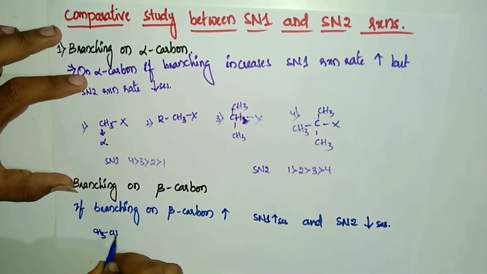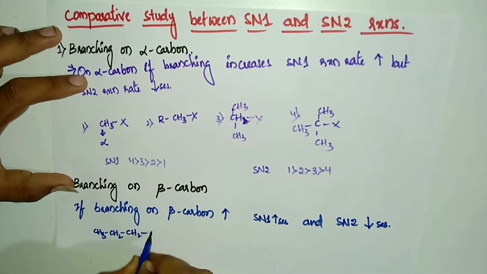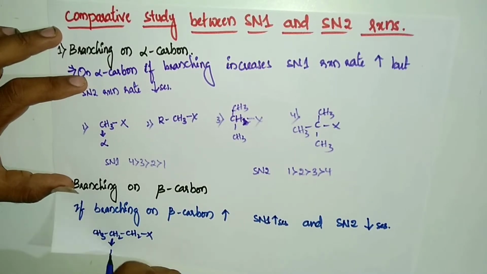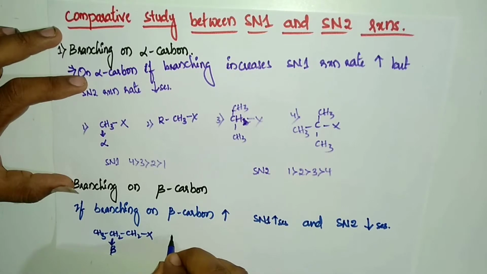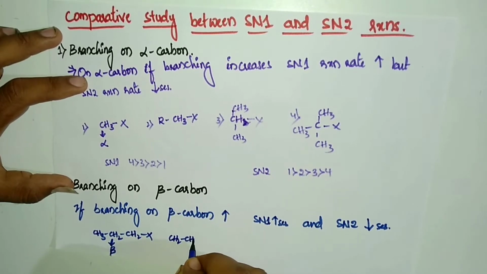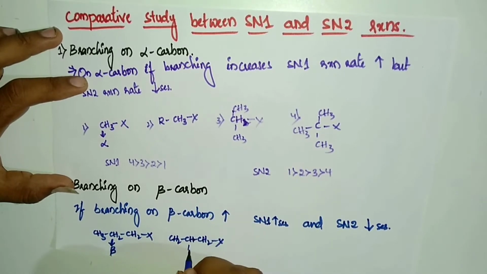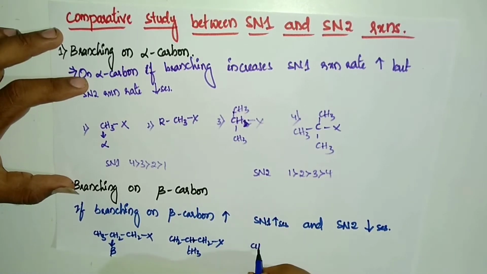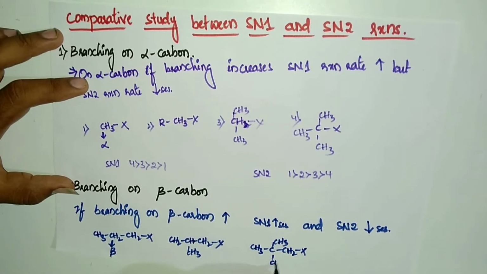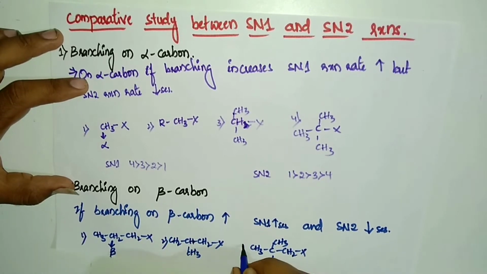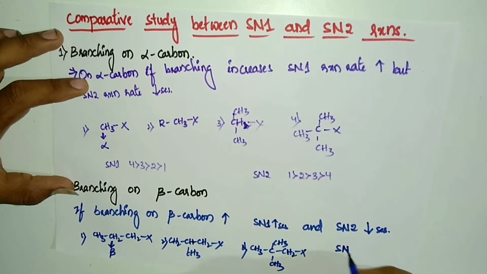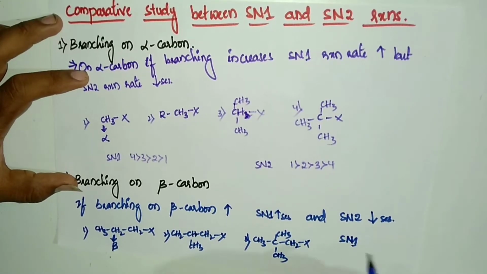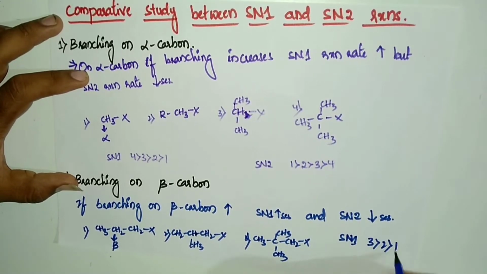And what is beta carbon? The second carbon attached to the functional group is called beta carbon, and I am writing 3 examples, and we will compare these 3 examples in terms of SN1 and SN2 reactions. The reactivity in SN1 reactions is: the third one is more reactive, and then the second one and the first one. In SN2 reactions, it is quite opposite: first one, second one and third one.